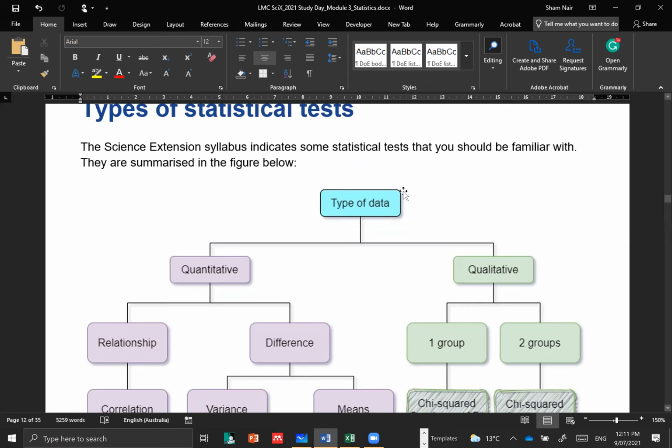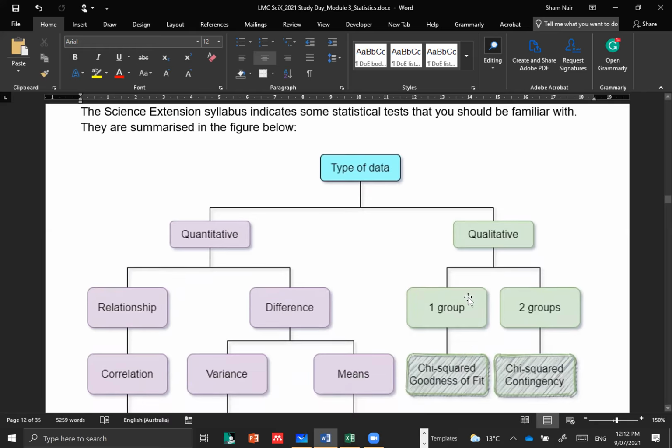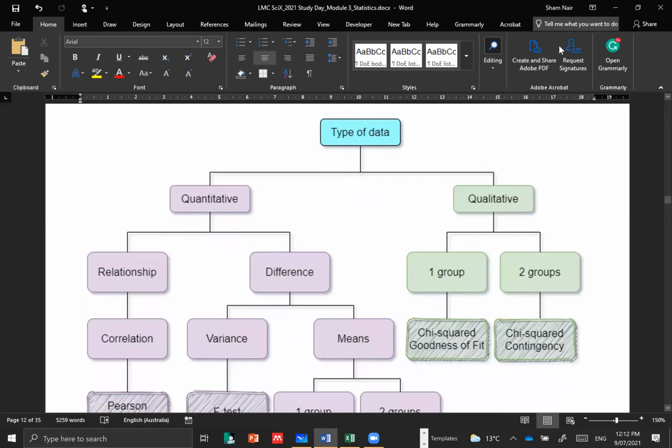You will not be asked to actually do a statistical test in the HSC exam, because obviously you don't have the tools to do it. But you do need to know about the different types of tests, particularly the ones that are described in the syllabus. You need to know what are the conditions in which particular tests can be used. Now, this flowchart might help you simplify that conversation. So let me just move this out of the way again.